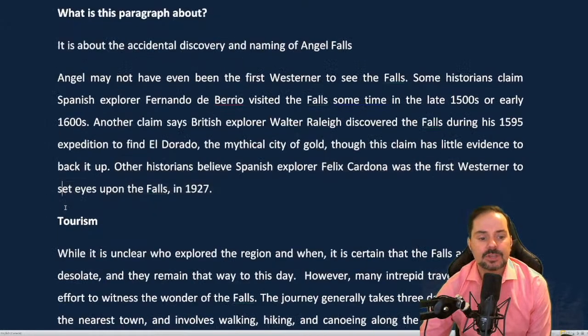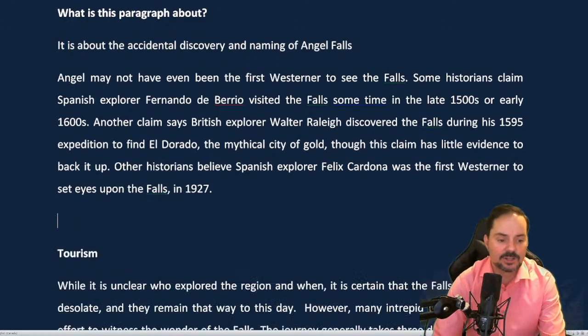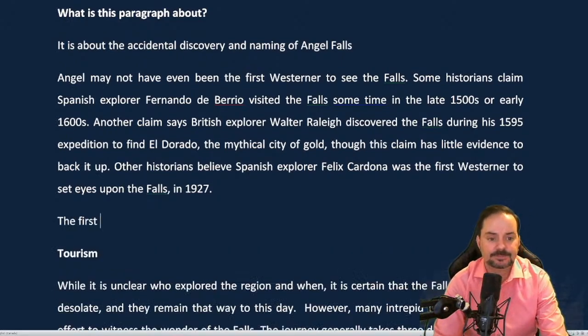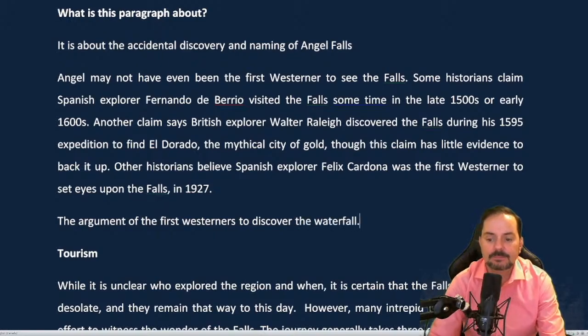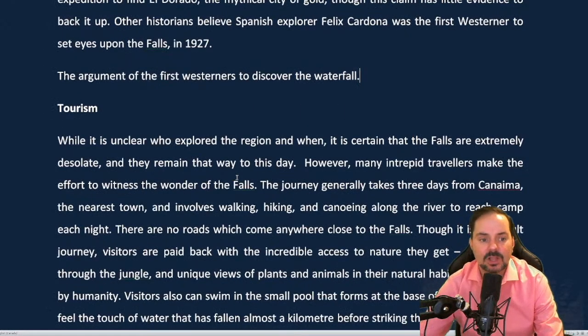Okay, so this paragraph is obviously about who first discovered the waterfall. So the argument of the first Westerners to discover the waterfall. Okay. A lot of debate there.